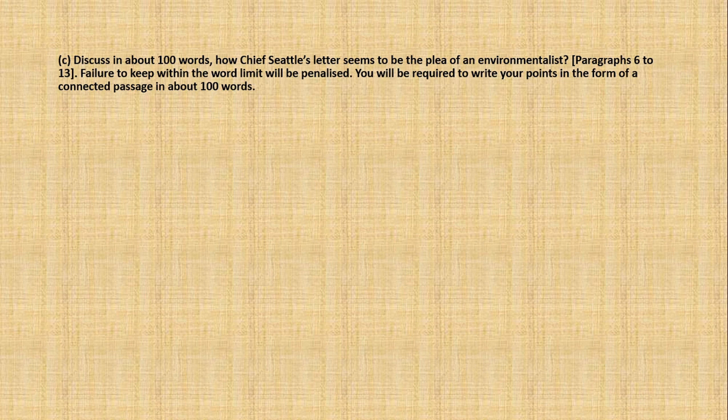And try to stick to the 100 word limit, obviously, and you can't go off the topic. Here the question is how Chief Seattle's letter seems to be the plea of an environmentalist, so you have to answer only this. In the passage from paragraph 6 to 13, there might be points which are irrelevant to this topic. So try not to incorporate those, because obviously you'll exceed your word limit. 100 words is really less for this question, so try to stick to the topic as much as possible.